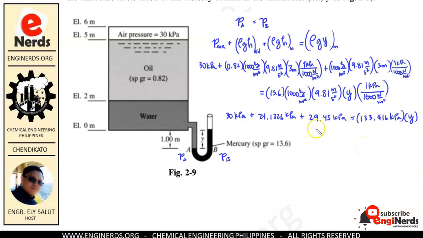Okay, now isolating Y, we will have here 30 plus 24.1326 plus 29.43 divided by 133.416, and this is equal to 0.626 meters. And this is, guys, our final answer for this problem.